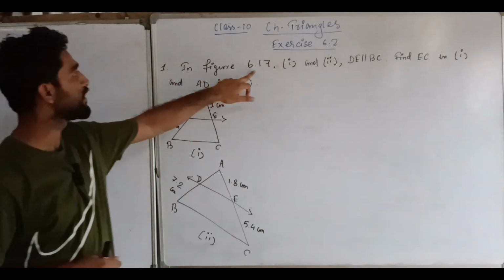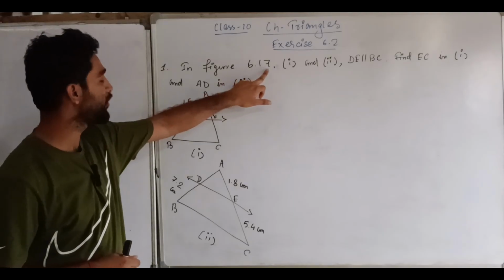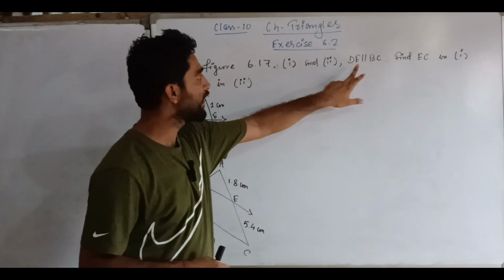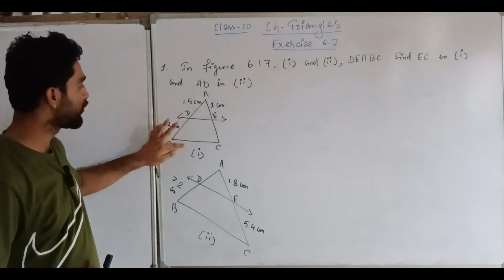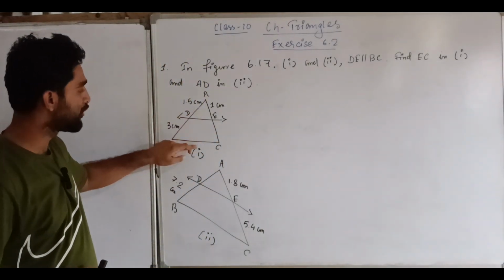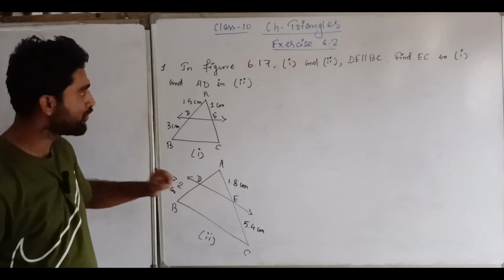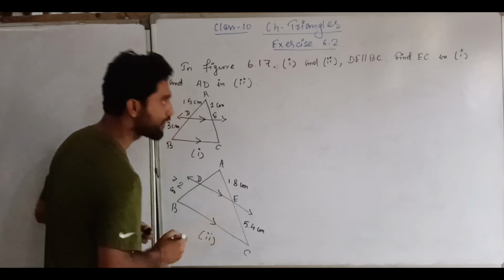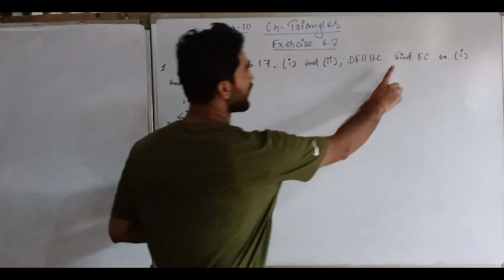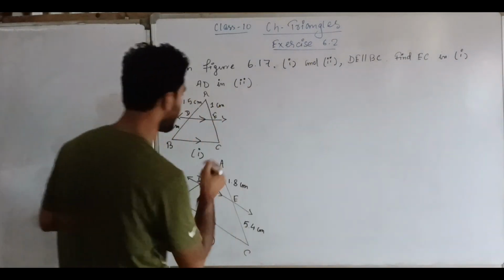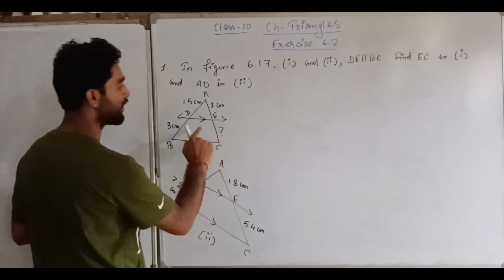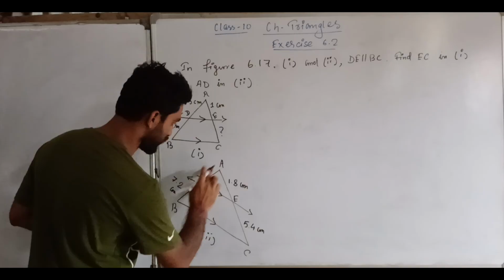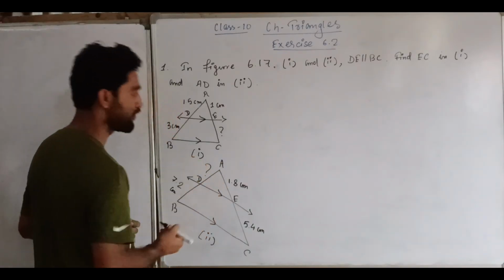So in figure 6.17, two figures are given, figure 1 and figure 2. And according to this question, DE is parallel to BC. In both the figures, DE is parallel to BC. So DE and BC are parallel lines. We have to find EC in figure 1, and AD in figure 2.